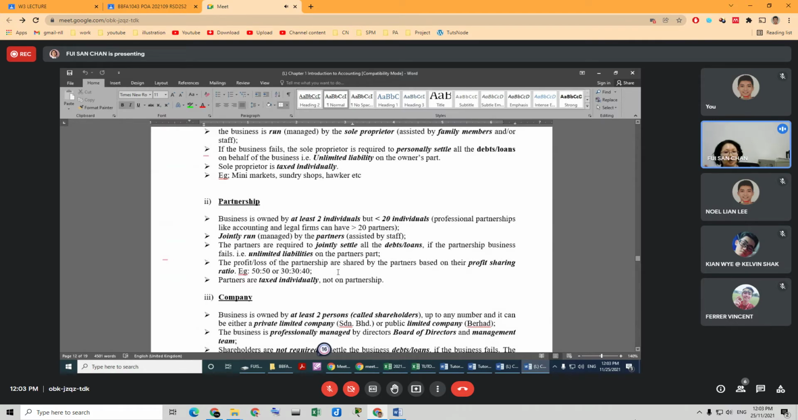Now, a partnership is basically that you have to share your profit. But the good thing is when you make a loss, there are also people to share it with you. In terms of tax, individuals have to pay tax, just like the sole proprietor, it's the same.